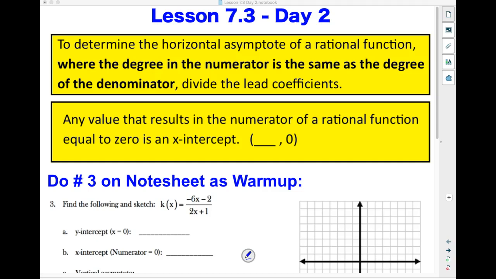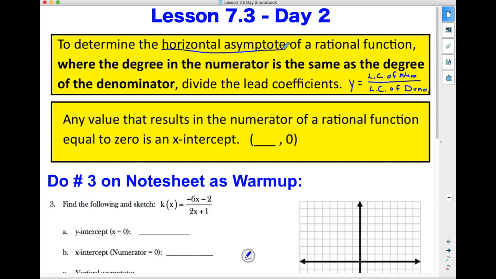So Tuesday, we found out to determine the horizontal asymptote of a rational function where the degree of the numerator is the same as the degree of the denominator, we divide the lead coefficients. So that means the horizontal asymptote will be y equals the lead coefficient of the numerator, that's the number on the biggest power of x in the top, divided by the lead coefficient of the denominator, the coefficient on the largest power of x in the denominator.